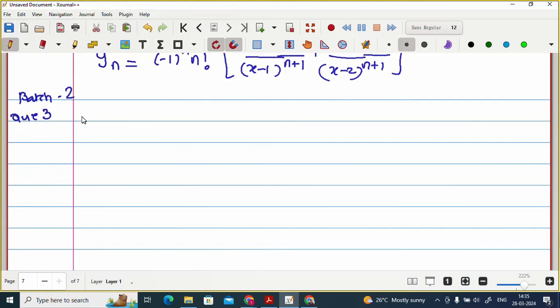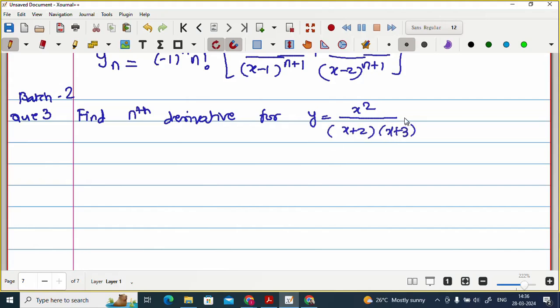The question is: find the nth derivative for y equal to x square upon x plus 2 into x plus 3, x square upon x plus 2 into, it is 2x plus 3, sorry, it is not only x plus 3, it is 2x plus 3. Okay, now is it a rational term?